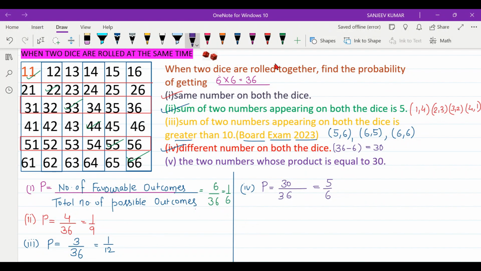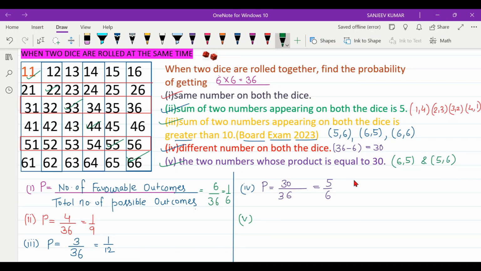So moving to the last question, two numbers whose product is equal to 30. Now we have to find the combinations of two numbers whose product is equal to 30. So I will write down the combinations here, you can see. First is 6 5. 6 into 5 is 30, correct. And the second combination is 5 into 6, which is also 30. Don't think that both are the same, both are different, because in the first case 6 is on the first dice and 5 on the second dice, but in this case 5 is on the first dice and 6 is on the second dice. So both are different actually.